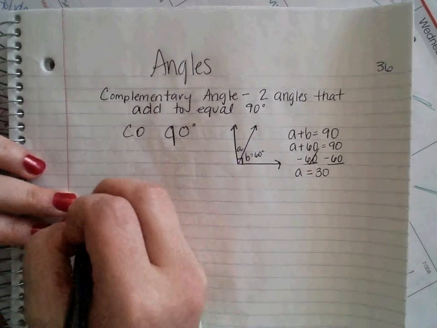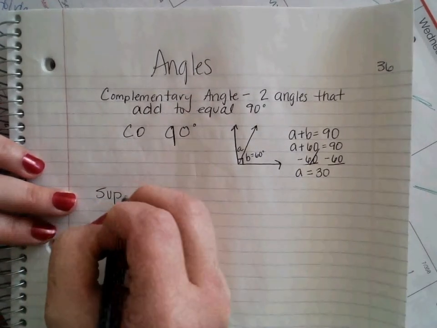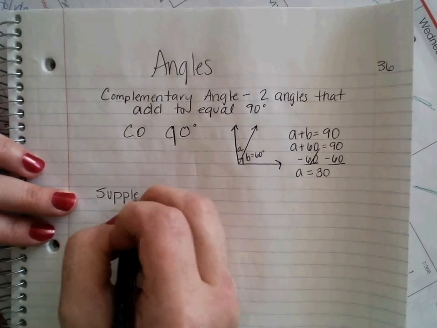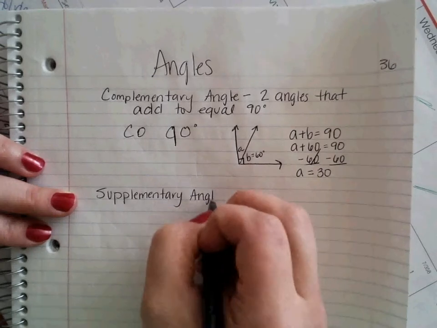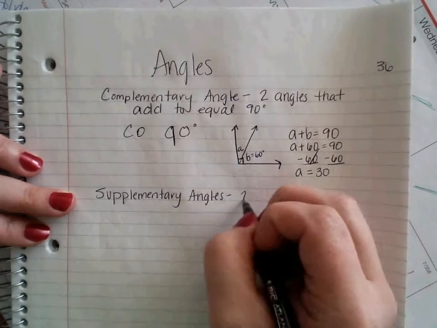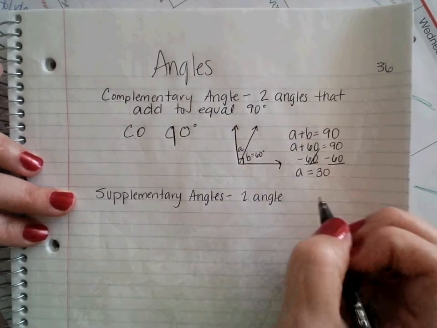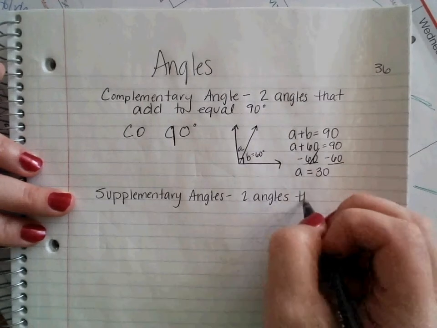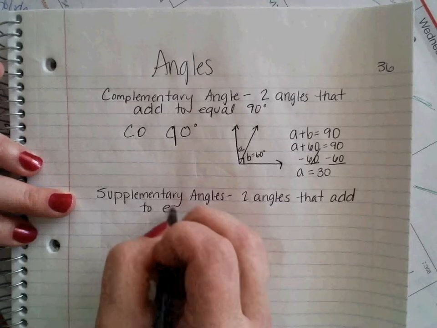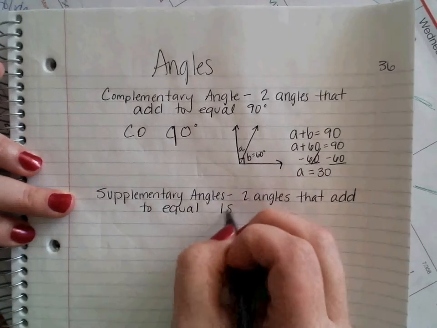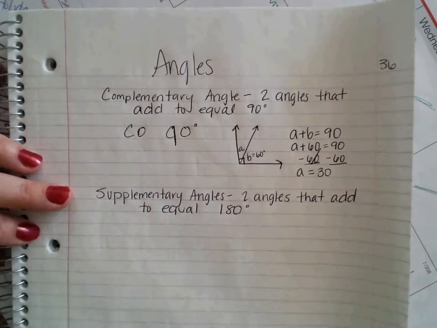Second one I want to talk about is very similar, and it is supplementary angles. And supplementary angles are 2 angles that add to equal 180 degrees.